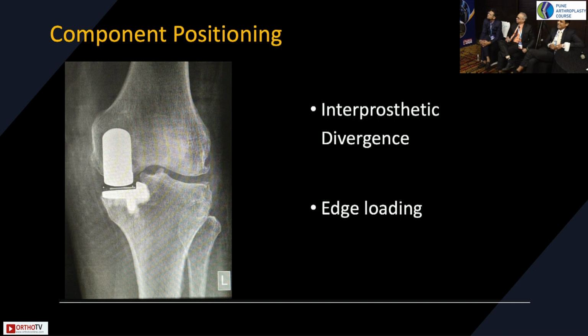Correct. So this is what I was talking about, getting the component absolutely perpendicular. Picture perfect. This is one of our Oxfords we did. So we try and aim for this. At times we go here and there, 5 degrees, but the Oxford or the mobile bearing is a bit forgiving because it's a completely congruent design. We'll be talking about that in tomorrow's talk. So as a beginner, we have to aim for this. I've seen so many post-ops having this overhanging that we should avoid.